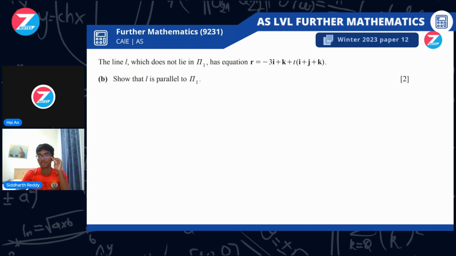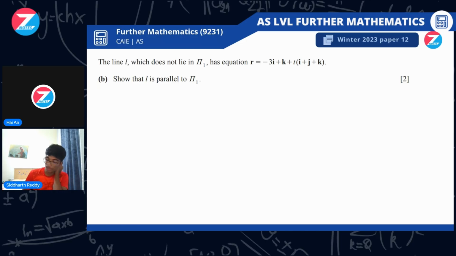So the line which does not lie in pi 1 has equation r is equal to (minus 3 i plus j plus k) plus t into (i plus j plus k). Show that L is parallel to pi 1.